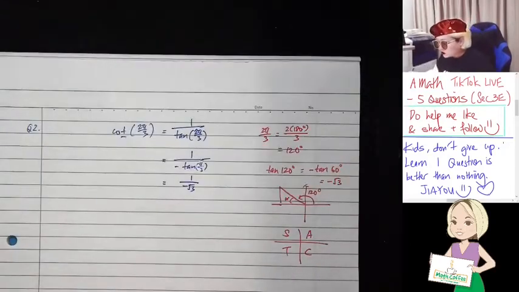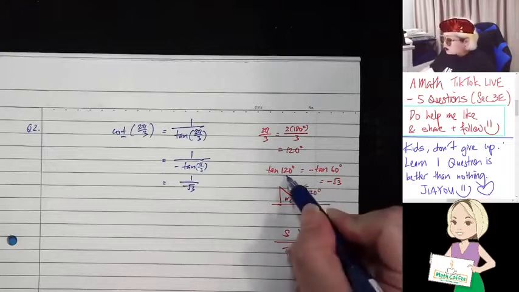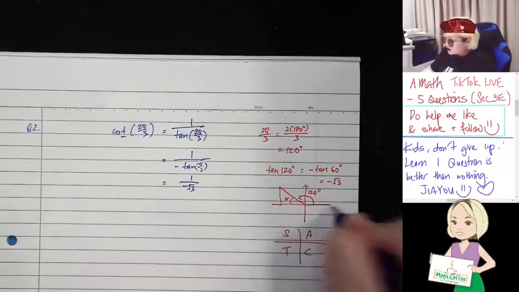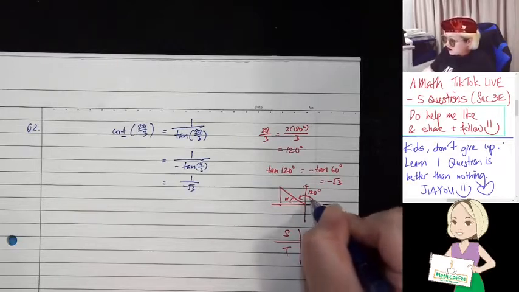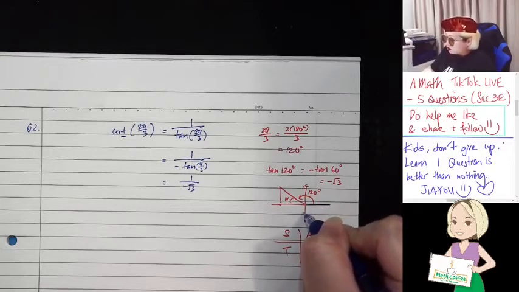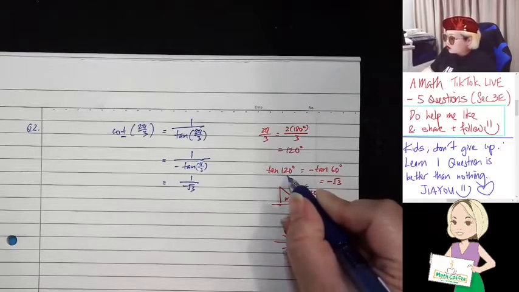Isn't the direction supposed to be clockwise? No, it's anti-clockwise. 120 degree starts from anti-clockwise. Start from here, this is our starting line, then you go anti-clockwise. Clockwise is only if it's minus 120 degrees, then I will go below. This is positive 120.